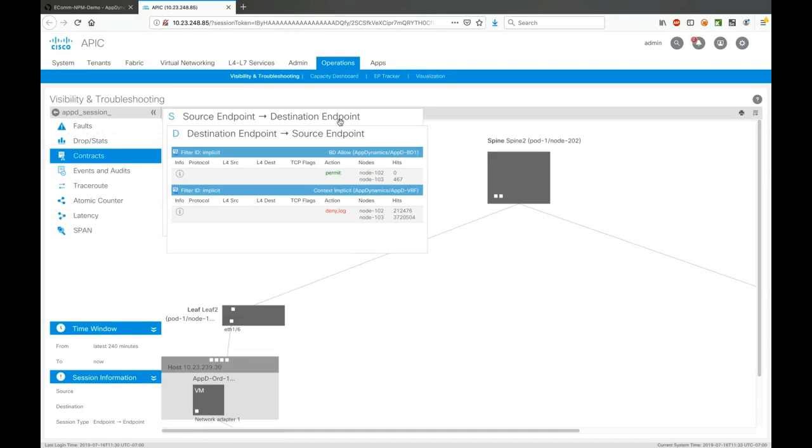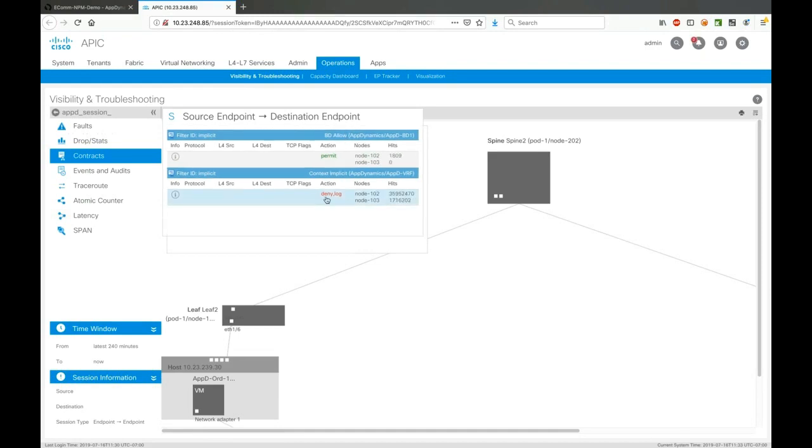So if I look at this, I'm seeing that there are some hits for an implicit deny. So it means I've basically put in the wrong policy, which is causing the packets which are going from order to payment to get dropped. Yeah. Got it.